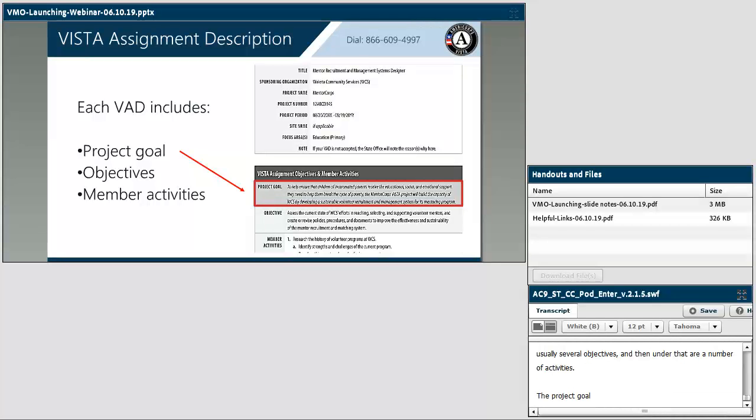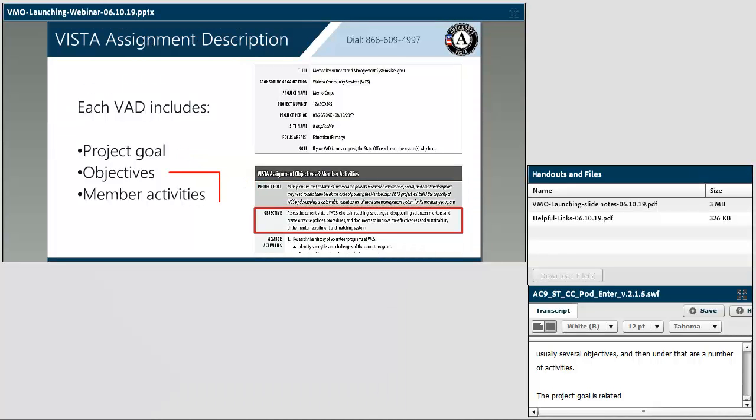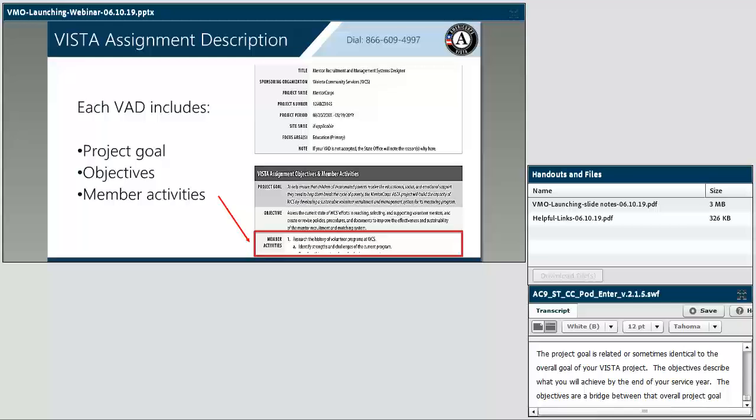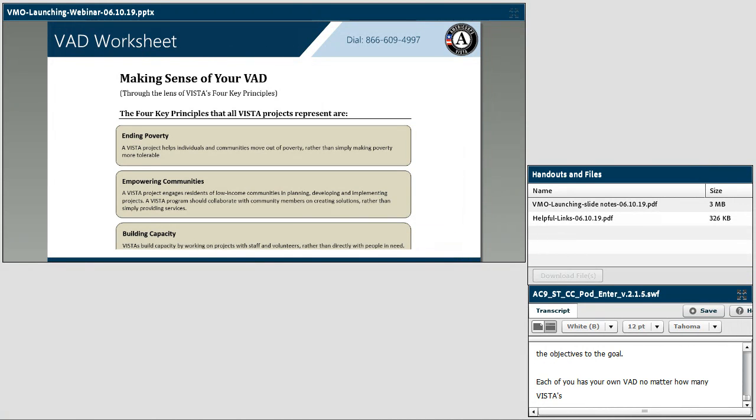So the project goal is related to, or sometimes identical to, the overall goal of your VISTA project. And the objectives describe what you will achieve by the end of your service year. The objectives are a bridge between that overall project goal and your specific member activities. And then the member activities, of course, specify what it is that you will be doing this year. Those activities add up to the objectives, and the objectives to the goal. Each of you has your own VAD, no matter how many VISTAs may be serving or have served at your project.